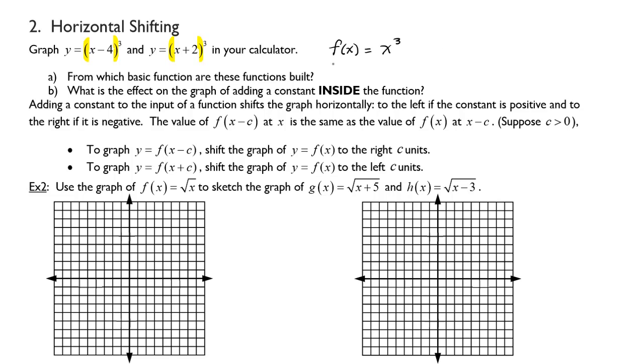If we want to go to the left, we add inside the function. This will shift to the left, and now we have x plus c to the third. This will shift us to the left, assuming c is greater than 0 or positive. Similarly, f of x minus c would give you x minus c quantity cubed, and that would shift to the right, assuming c is greater than 0.